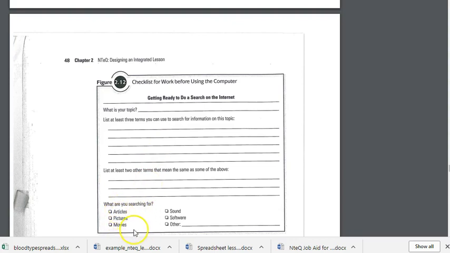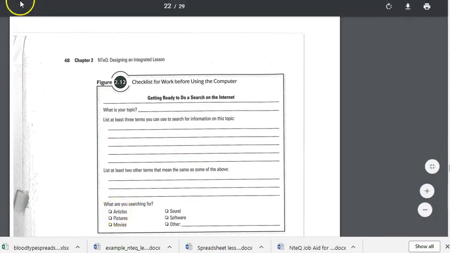And then they could do a checklist. What specifically are they looking for? Are they looking for pictures? Are they looking for videos? Are they looking for some type of software that's going to help them? Or are they specifically looking for articles and information on that topic?